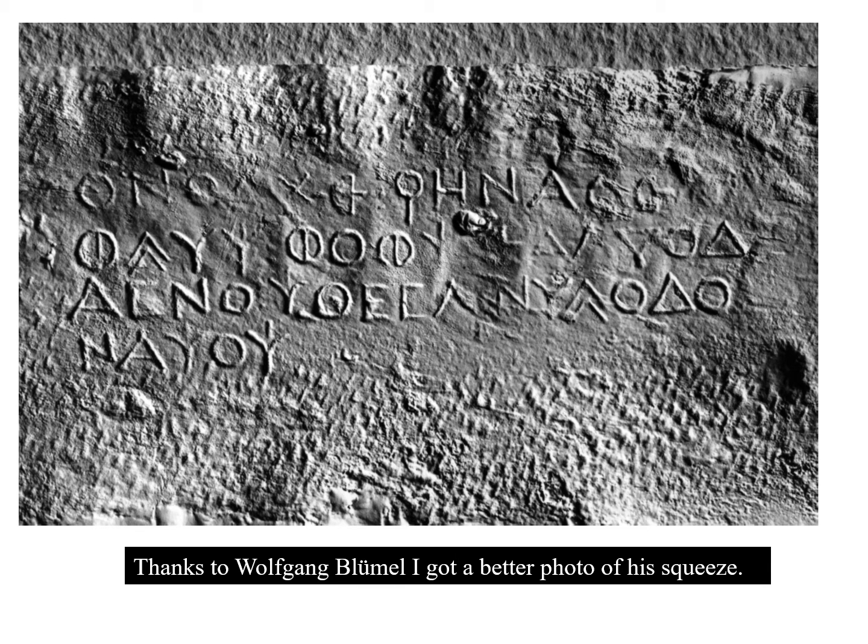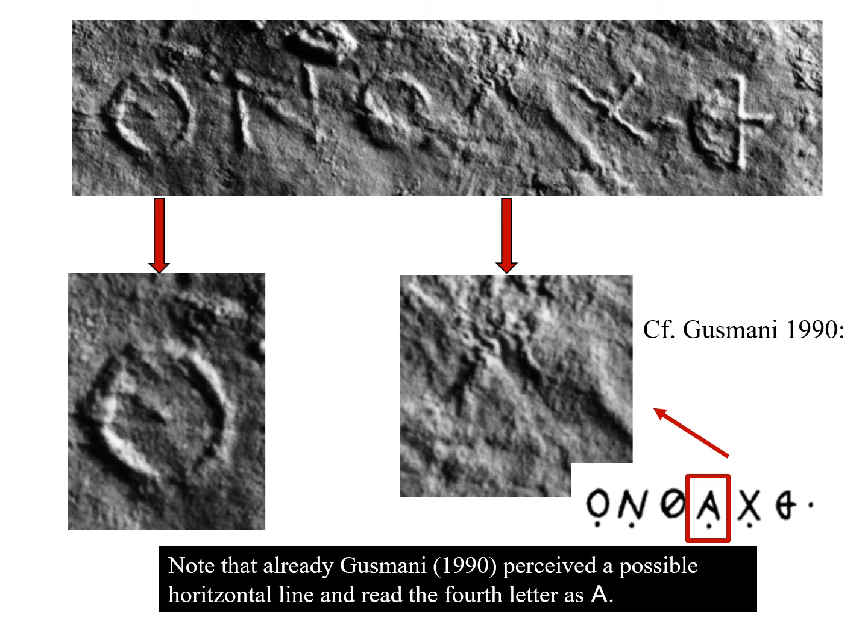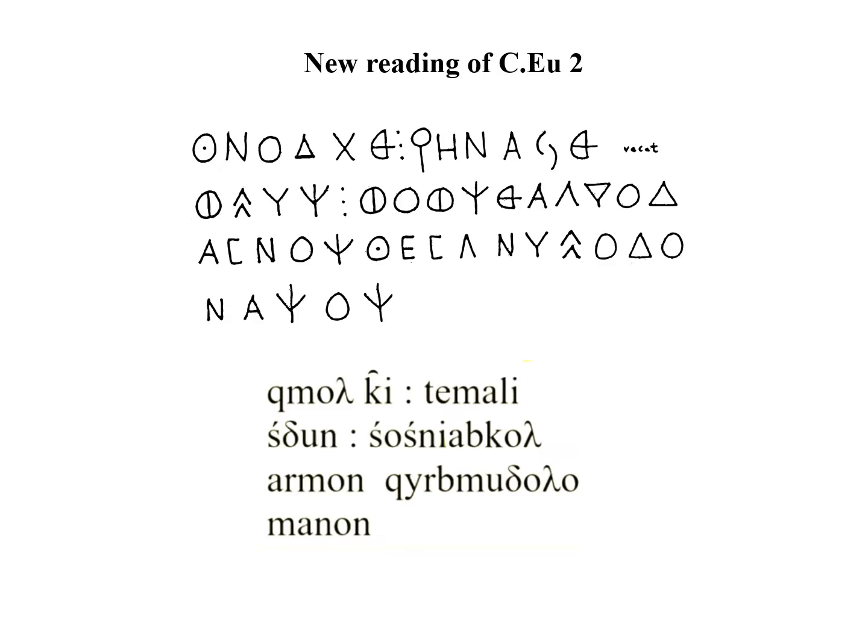Thanks to Wolfgang Blümel, I got a better photo of his squeeze. A Carian Q is quite clear, a Carian lambda possible. Note that already Guzmani, 1990, perceived a possible horizontal line and read the fourth letter as A. This is the new reading of C.Eu.